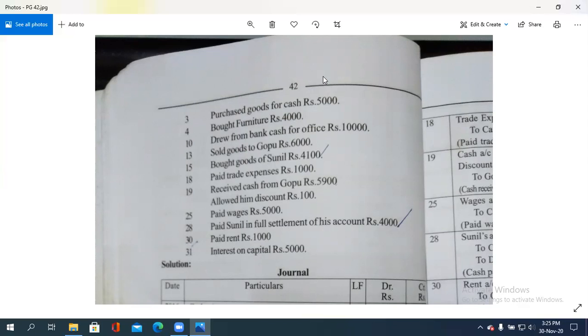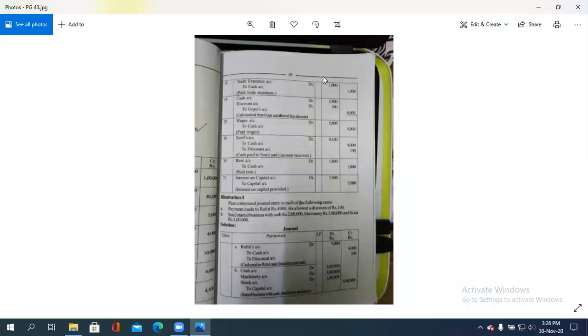And paid Sunil in full settlement of his account 4,000. So 4,100 was purchased from Sunil. So how much did Sunil get? He got 4,000. The balance discount was allowed. Isn't it? So Sunil debit 4,100 to cash is how much? 4,000. So cash is going out of the business and it is getting to Sunil. So that is why Sunil is debited. So Sunil debit 4,100 to cash 4,000 to discount received 100. Isn't it? Sunil's account debit to cash, to discount received 100.